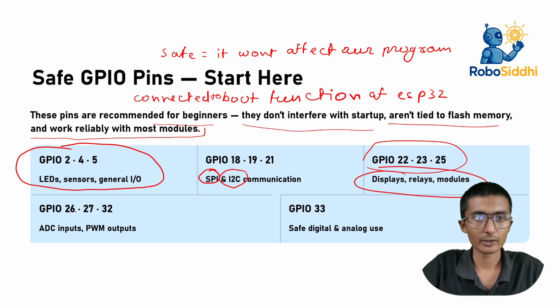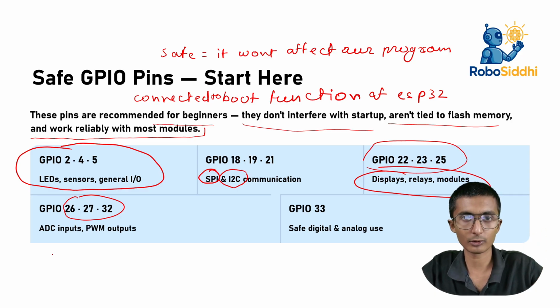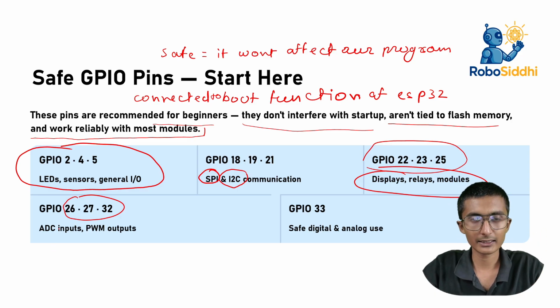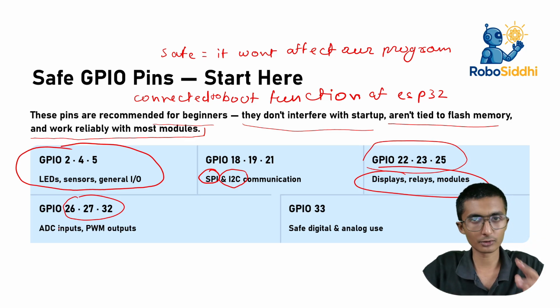Then we have GPIO 26, 27, 32. These are for ADC inputs. So what is ADC? There are basically two kinds of values in the real world, analog and digital. ADC is basically converting these analog values to digital form, and we are going to see that in upcoming videos. Don't worry about that.